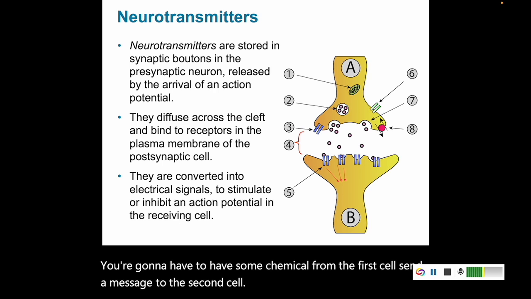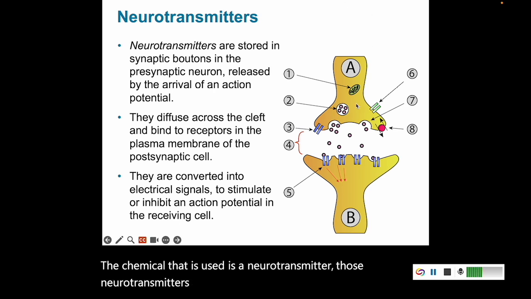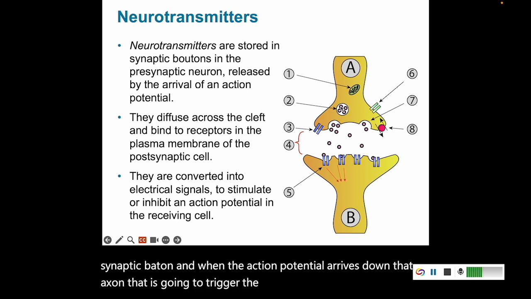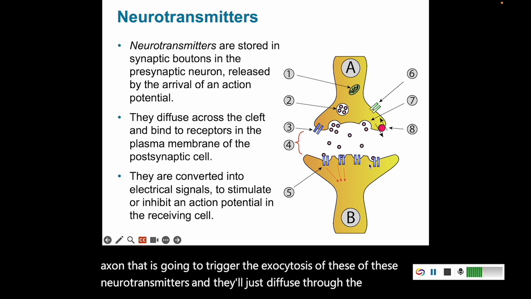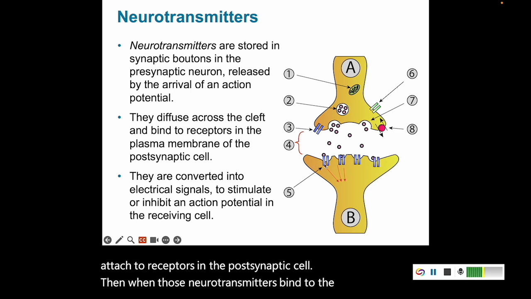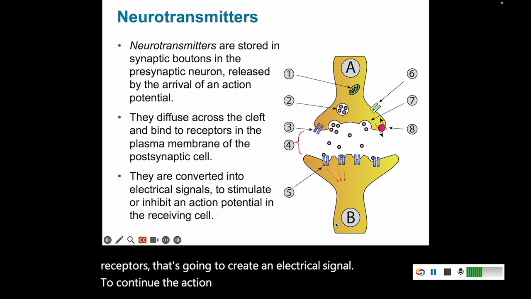The chemical that is used is a neurotransmitter. Those neurotransmitters are stored in little vesicles here at the end of the synaptic bouton. And when the action potential arrives down that axon, that is going to trigger the exocytosis of these neurotransmitters, and they'll just diffuse through the cleft and attach to receptors in the postsynaptic cell. Then when those neurotransmitters bind to those receptors, that's going to create an electrical signal to continue the action potential in the receiving cell.